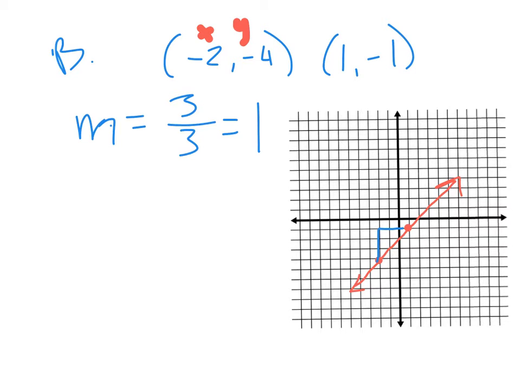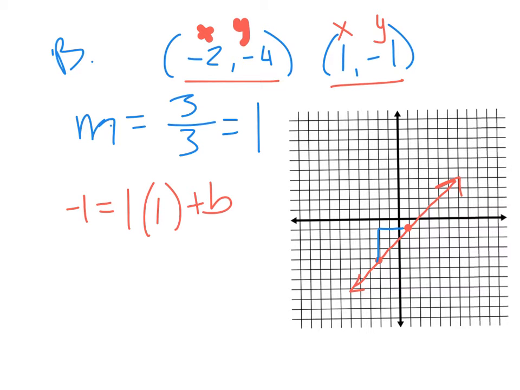Now let's just jump into that equation I told you. So which point do we want to use? The -2, -4, or the 1, -1? Either one will get you the right answer. But is multiplying 1s a whole lot easier than multiplying the bigger numbers? Yeah, so let's use the 1s. So my y goes first, -1 equals 1 times 1 plus b, right?